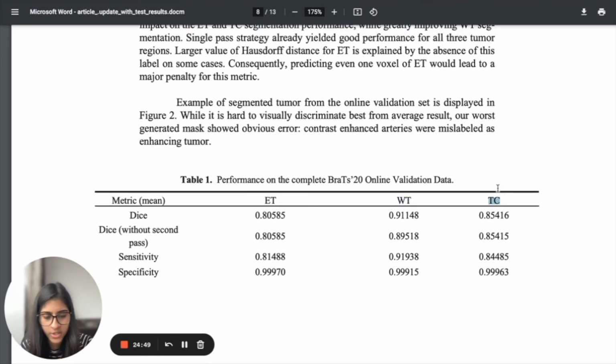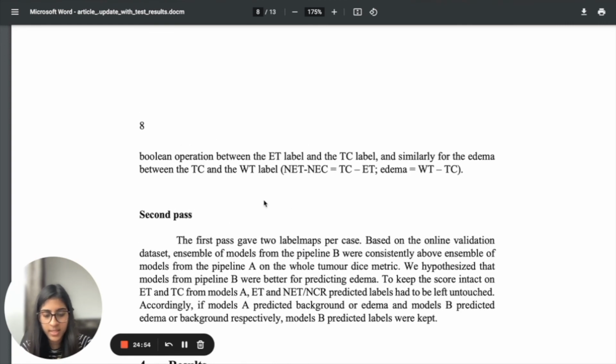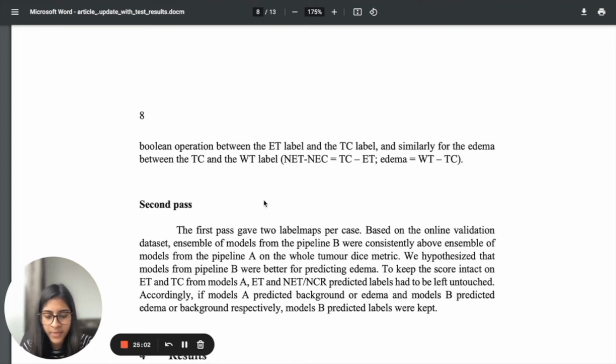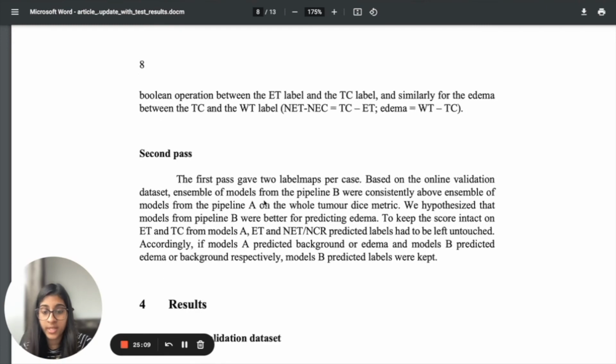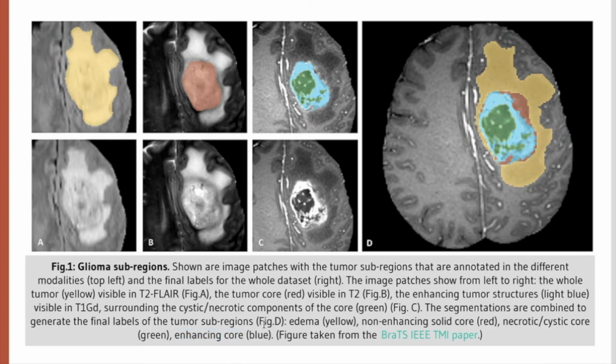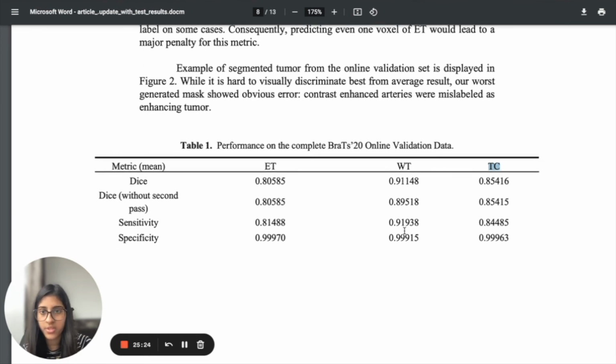What they did understand from the second pass and the first pass is that the whole tumor Dice metric was higher in B, and so they hypothesized that the models from pipeline B were better for predicting edema, which is a subsection of the tumor that we looked at over here. The edema is in yellow, which is I guess the whole brain tumor. So you can see the whole tumor, and how it differs in this as well.